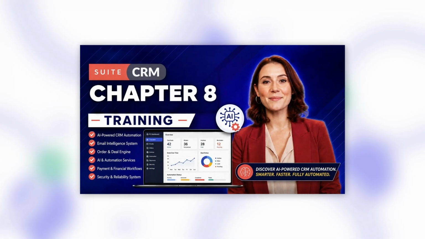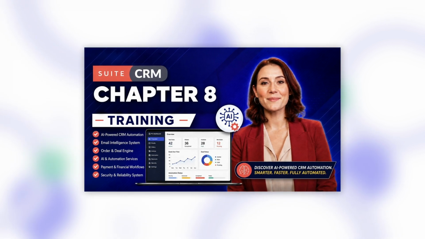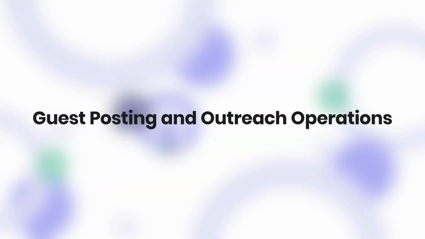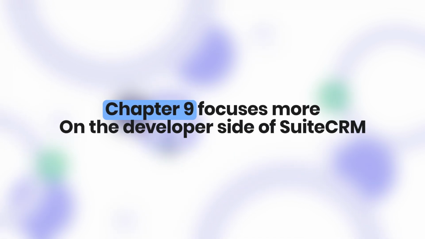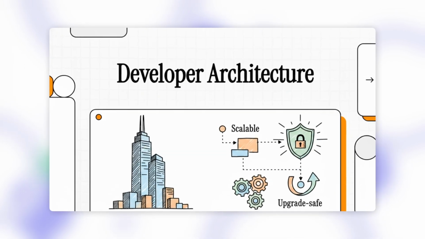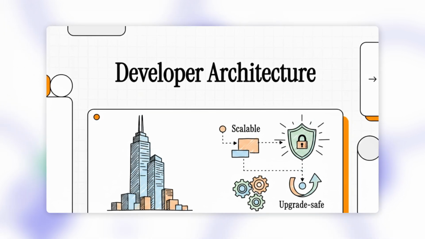In the previous video, we understood how AI, automation, workflows, financial systems, and intelligent rule engines work together in Guest Post CRM, which is specifically designed for guest posting and outreach operations. Chapter 9 focuses more on the developer side of SuiteCRM. The video also introduces you to the architectural principles behind scalable, upgrade-safe SuiteCRM development.